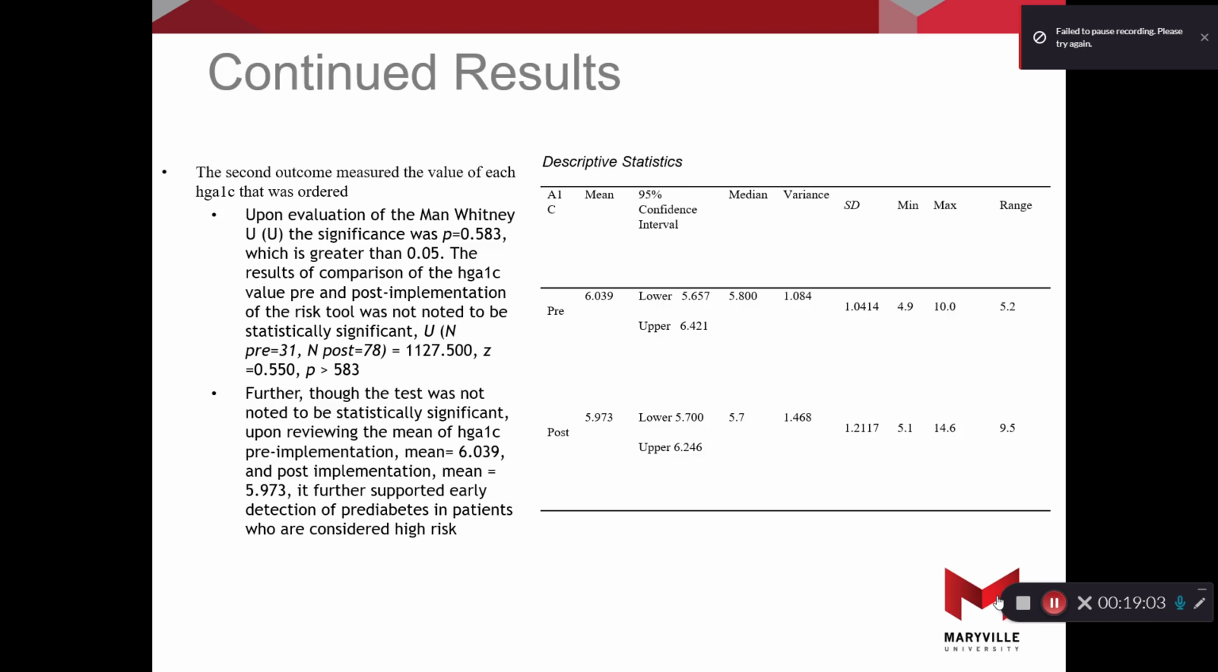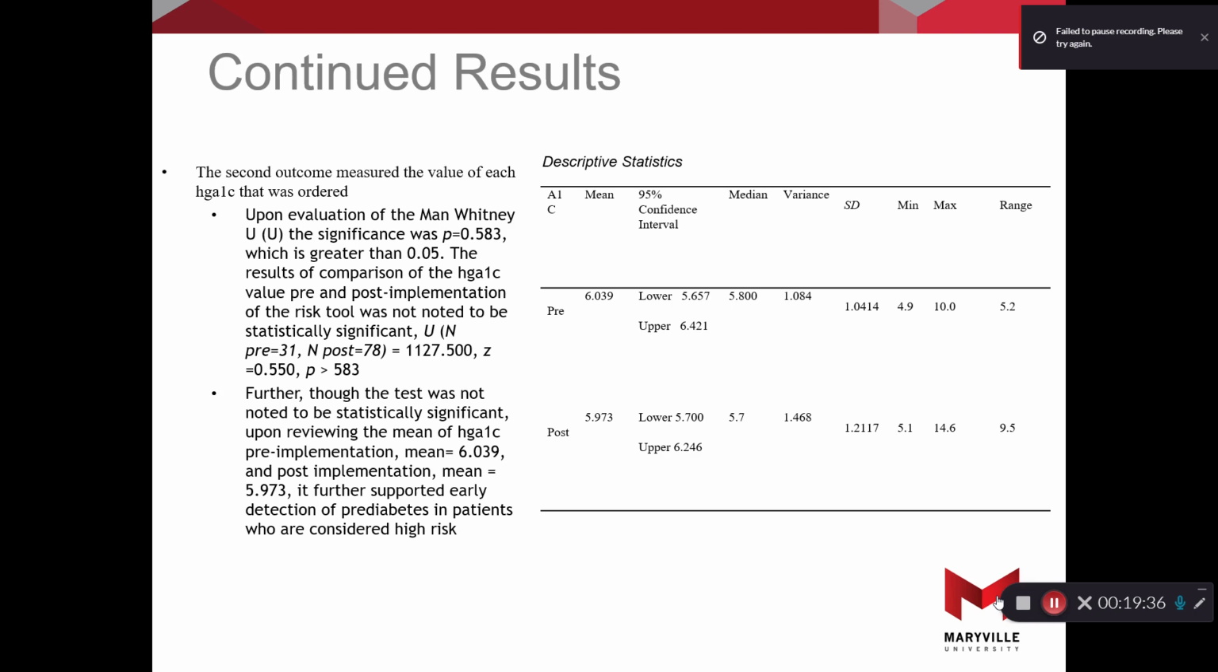So now we're going to go into the second outcome that was measured upon evaluating the Mann-Whitney. The significance was P 0.583, greater than 0.05. The results of the comparison of the hemoglobin A1C value pre and post of the risk were not noted to be significant. However, the power analysis was also run and evaluated, which is a test's ability to demonstrate a difference if one does exist. This power was noted to be 0.0841, which is considered to be very low in strength.